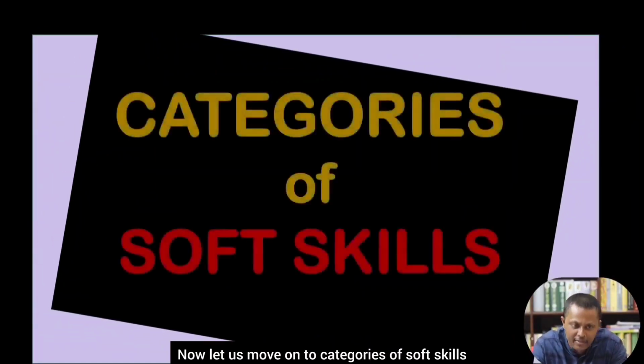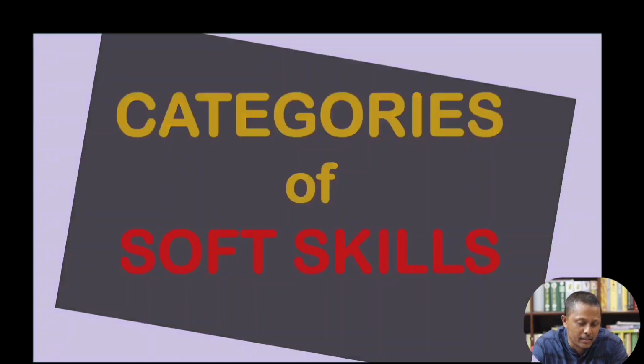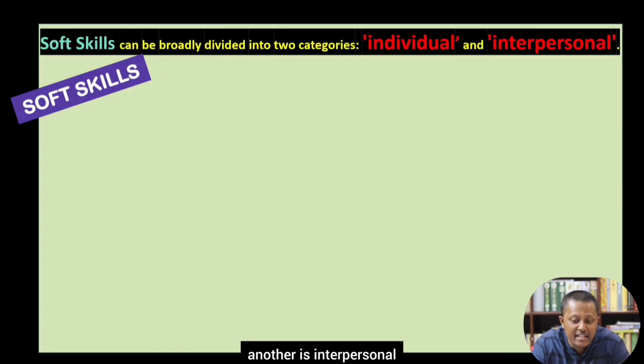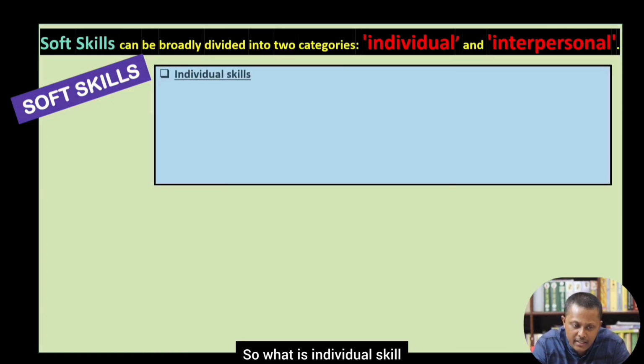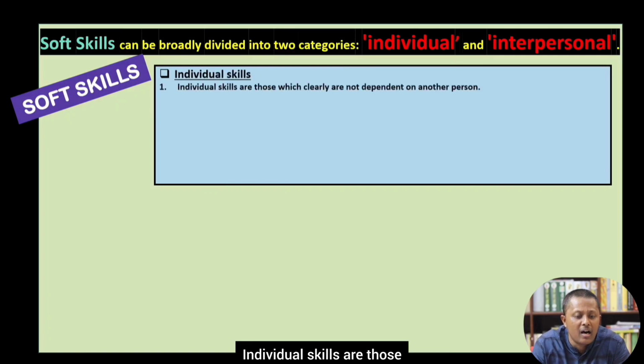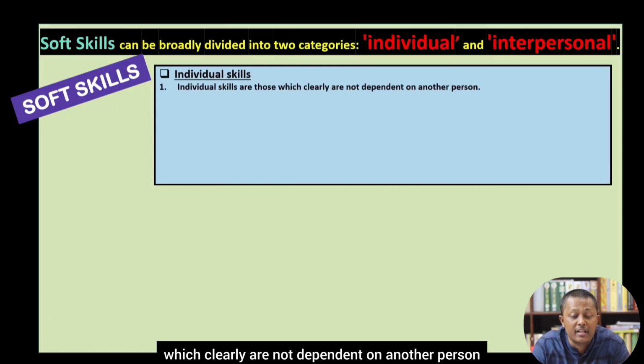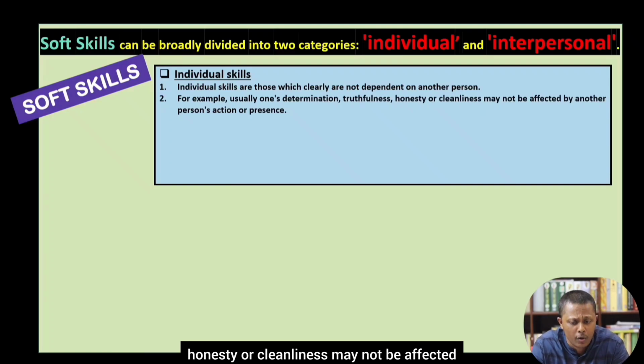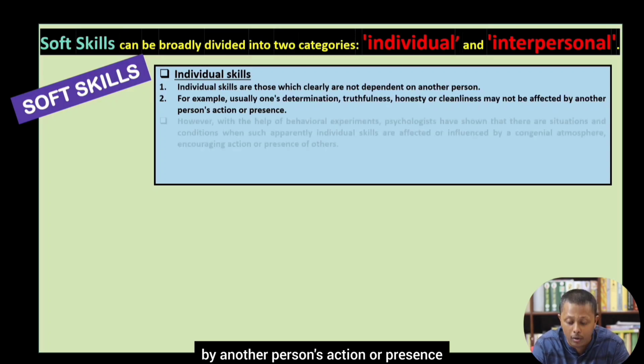Now, let us move on to categories of soft skills. Soft skills are broadly divided into two categories. One is individual, and the other is interpersonal. So, what is an individual skill? Individual skills are those which clearly are not dependent on another person. For example, usually one's determination, truthfulness, honesty, or cleanliness may not be affected by another person's action or presence.